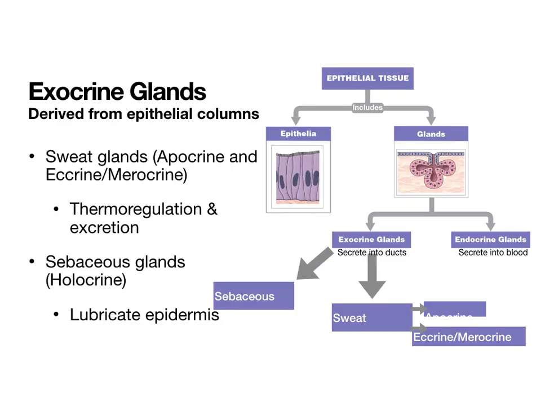Okay, so we have our exocrine glands. These are derived from our epithelial columns. So we have a couple different kinds of the exocrine glands. So exocrine means pushing outside the body, right? So ex, out of the body, exit out of the body. Most common when we think of exocrine glands, we think of our sweat glands. They are really important for thermoregulation and excretion, getting rid of those wastes, and regulating our body temperature. The apocrine, endocrine, and merocrine are all examples of a sweat gland.